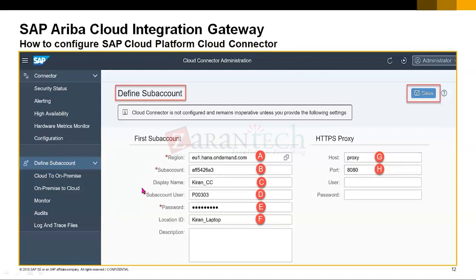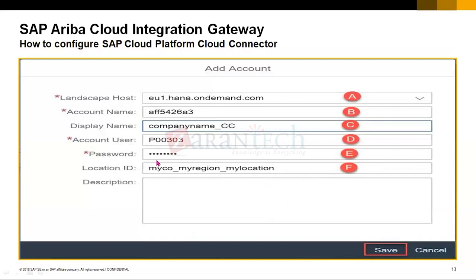So this is the cloud connector screen. Here we can see Define Sub Account. The system will ask for this immediately once you log in for the first time in the cloud connector. Here we have to enter all the information: region, sub account, display name, sub account password, proxy. Further down the page, we can see landscape host, account name, display name, account user. This information we have to add here, right?